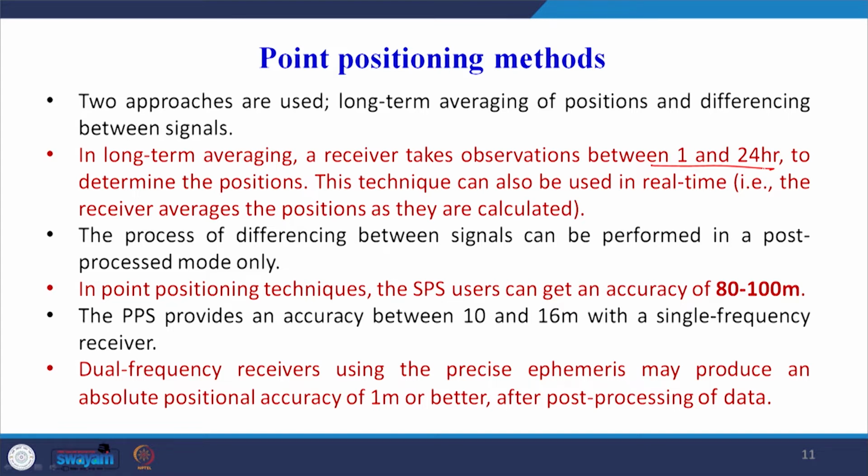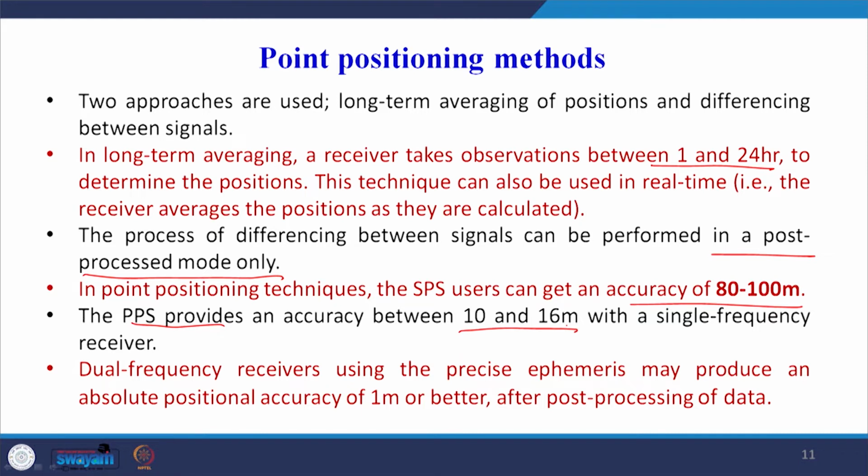When we are taking a large number of observations, we take the mean of those observations, the averaging, and we use that average. The process of differencing between the signals can be performed in post processing mode only when we are using the other method. But in point positioning method, we can get an accuracy of 80 to 100 meter in standard positioning services, but in PPS mode we can get better accuracy, 10 to 16 meter.